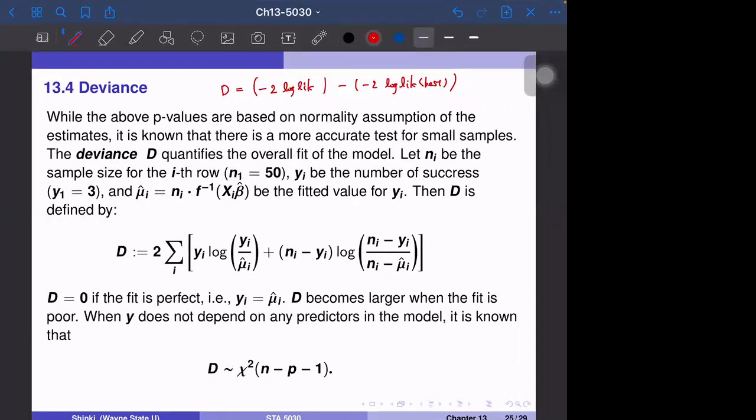Hi, section 13.4, the deviance. This gives the more accurate hypothesis test for logistic regression. It corresponds to ANOVA for linear regression. ANOVA uses basically the F-test.